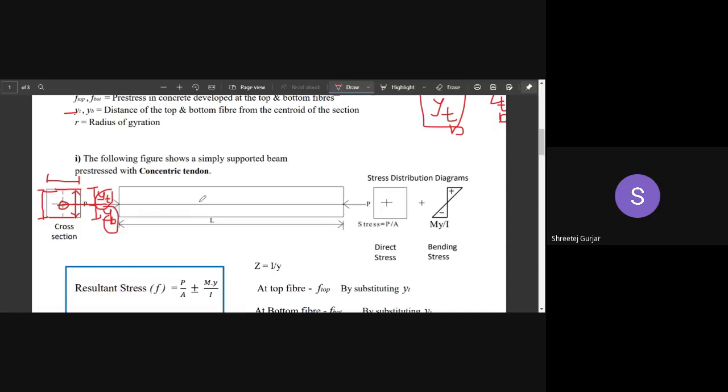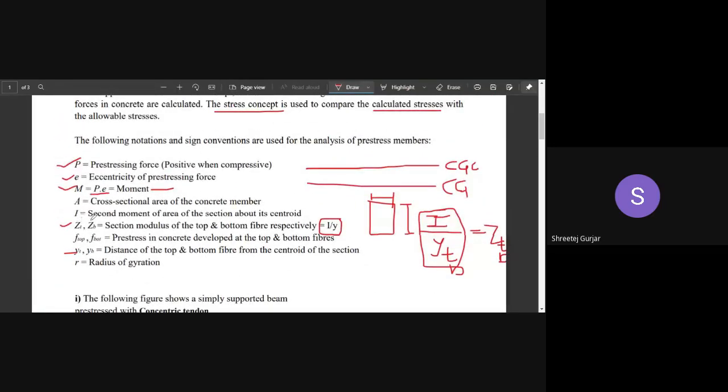YT will be equal to YB, and hence ZT will be equal to ZB. So instead of writing T and B, we can directly write it as Z. ZT equal to ZB equal to Z, and YT is equal to YB equal to Y. We can represent it directly using this convention, and we can skip writing T and B whenever it is a symmetric cross section across your x-axis. So moving on to the next thing.